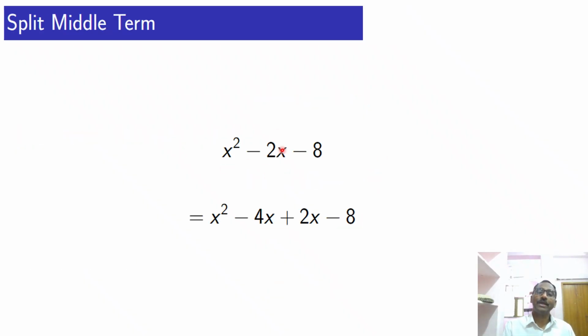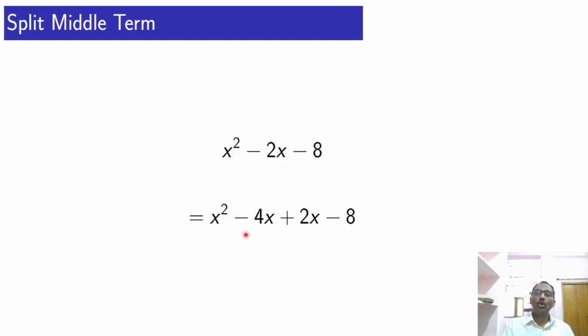See here, x square minus 2x minus 8, this is given. So in place of minus 2x, I am writing minus 4x plus 2x. So x square is written as it is, minus 8 is also written as it is. Only minus 2x, splitting the middle term. How did I split? Minus 4x plus 2x. In this way we have to split.